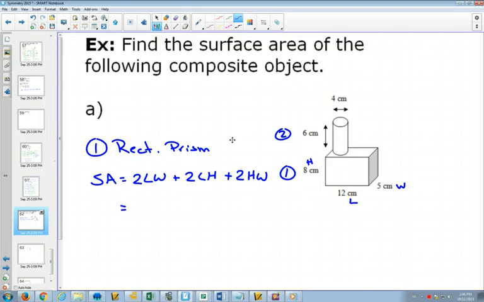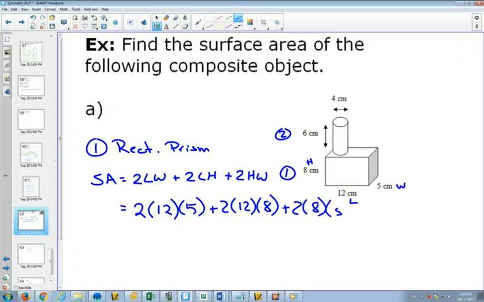So then when we look at our numbers, our length is 12, our width is 5. Length is 12, our height is 8. Our height is 8, our width is 5. Type this all into our calculator all at once. And we get 392. So that's the total surface area of the rectangular prism on its own.